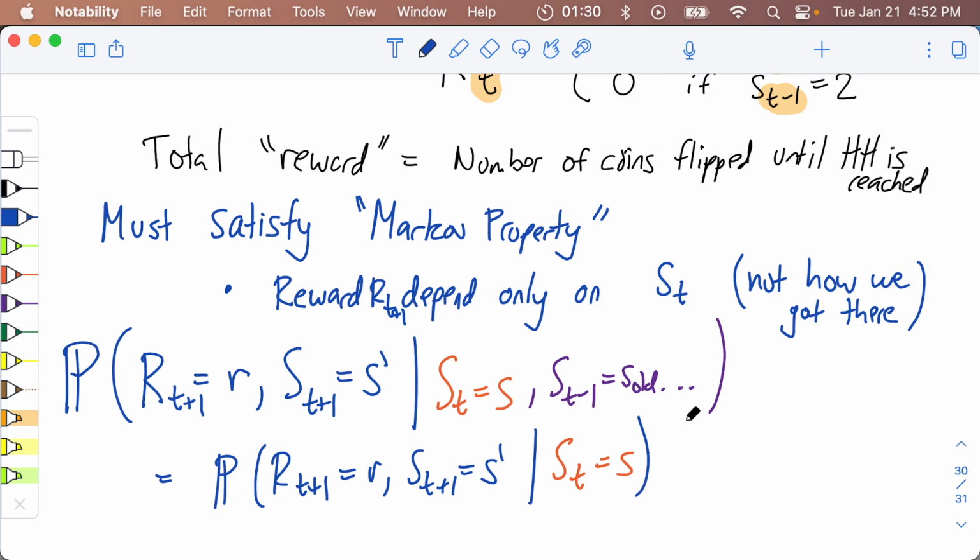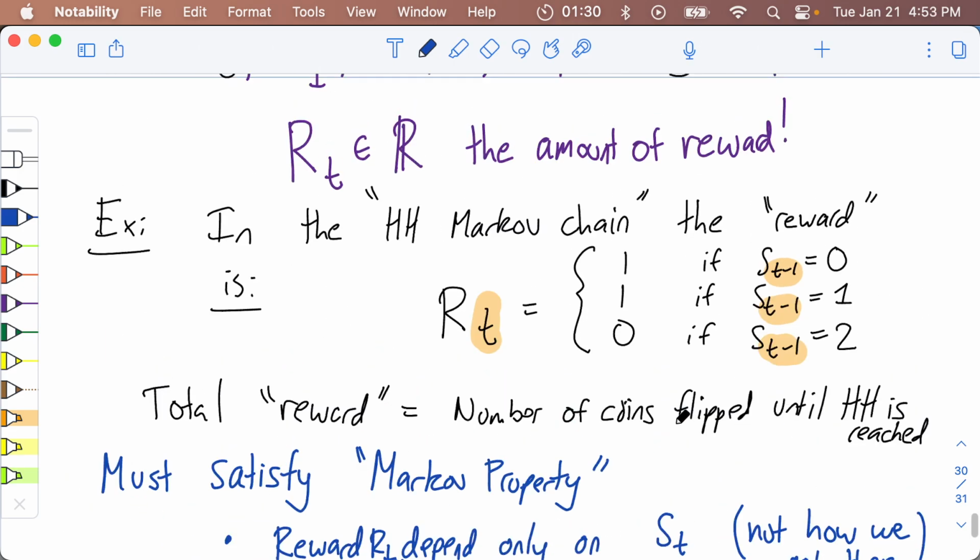Let's make sure, did that happen in our example? It worked in our example because this is always 1 or 0. It just depends on the state you were leaving. How you got there, how long you've been waiting for coin flips, does not affect this reward. So very good. Okay. How am I doing tonight?